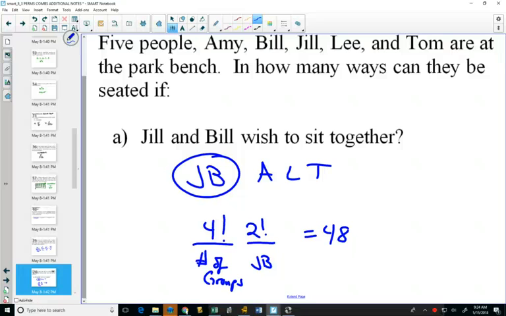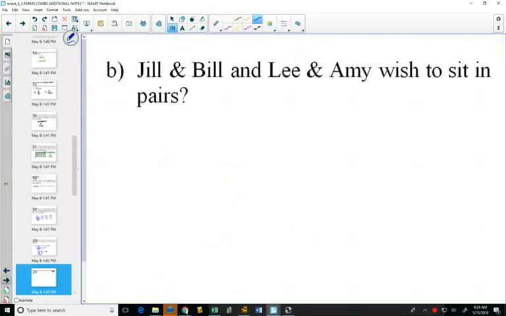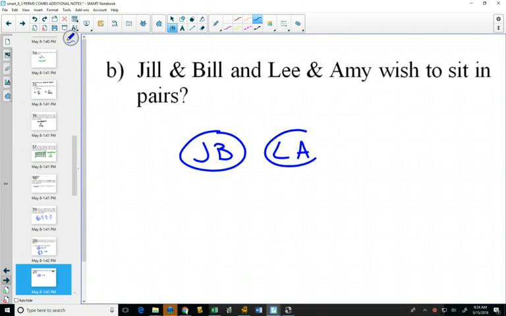Okay, part B, things get a little contagious. And now, Lee and Amy also want to sit together. Poor Tom. Don't worry, Tom gets his revenge in part C. But now we have Jill and Bill together, we have Lee and Amy together, and Tom still by himself.